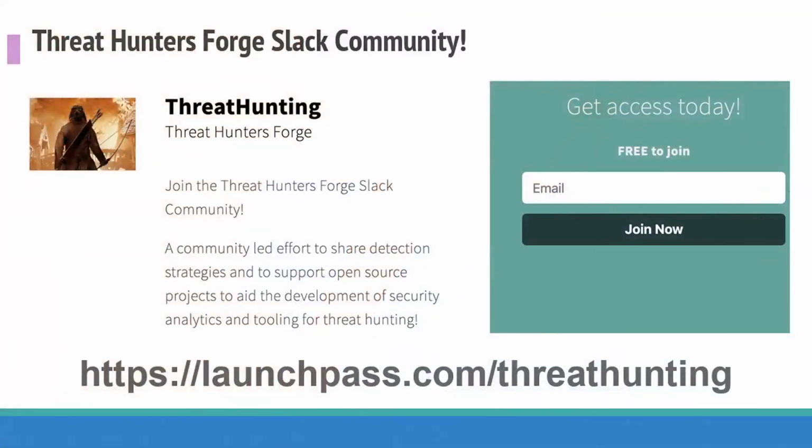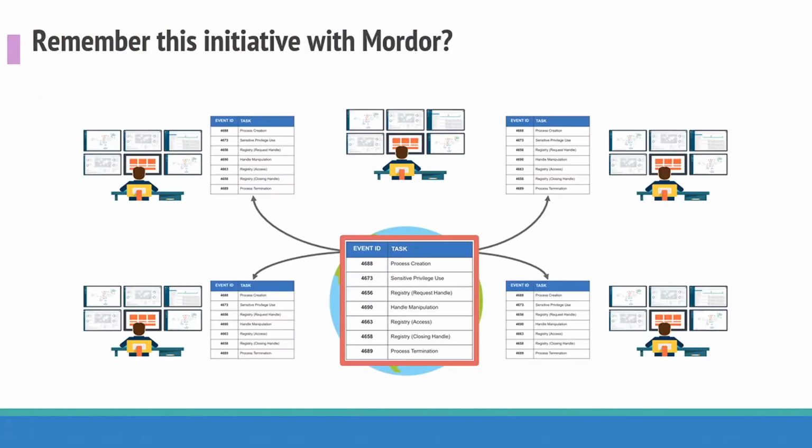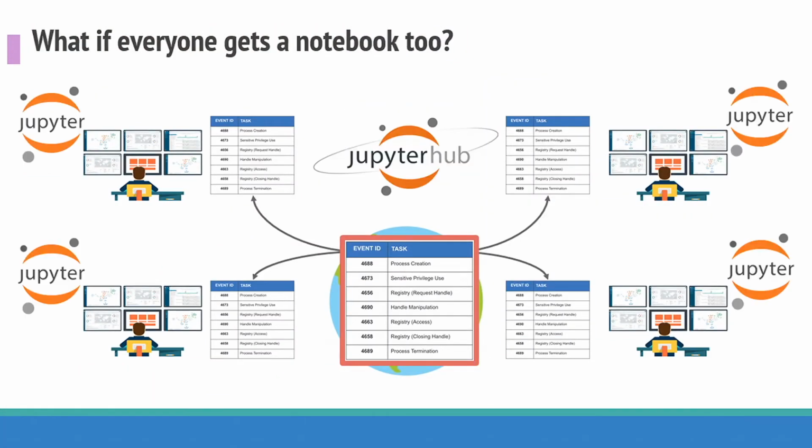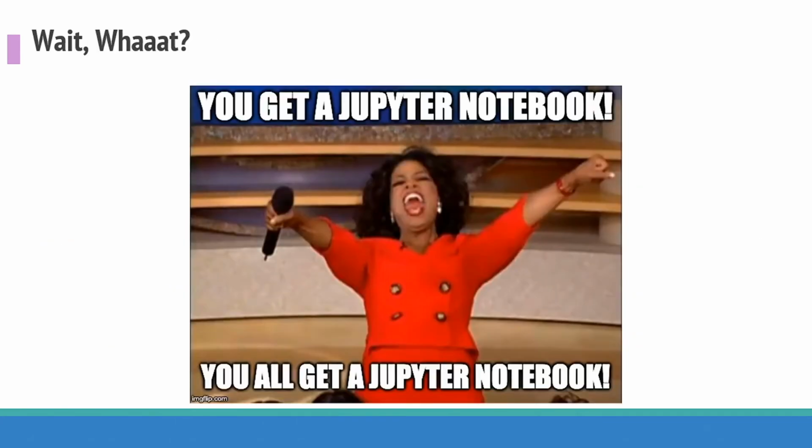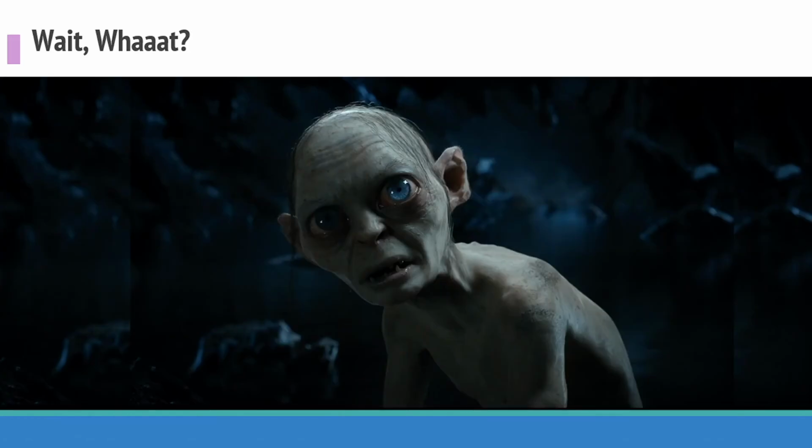And something that we're doing is building a community around this. And this is the public Slack channel that you can access and get a free invite. It's going to be in the slides at the end. But something that I'm doing is actually giving you a Mordor data set in a Jupyter notebook. And everybody gets a notebook now. So we're going to do this in 3 minutes.